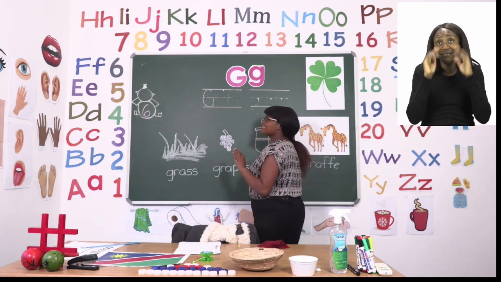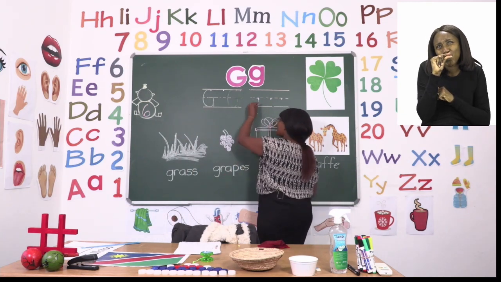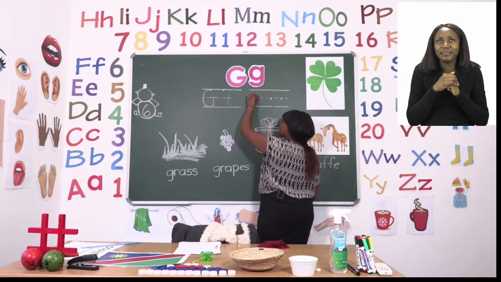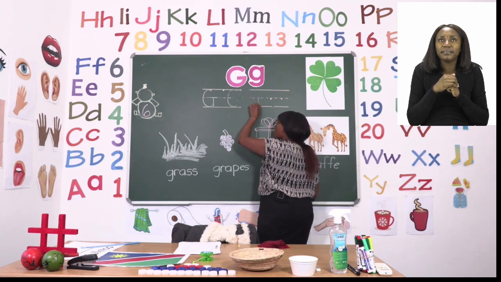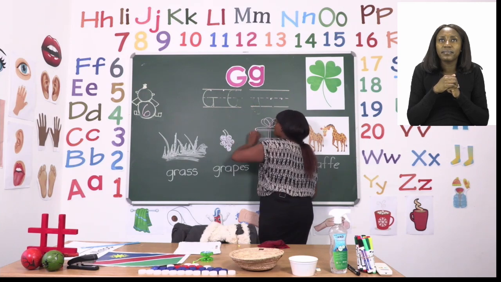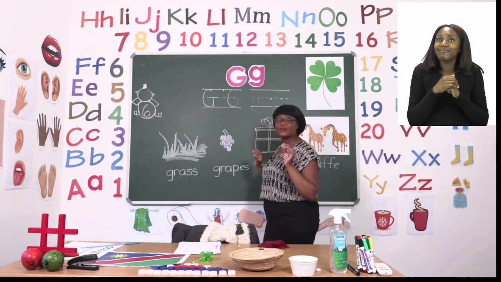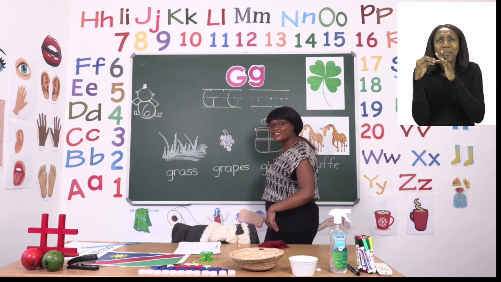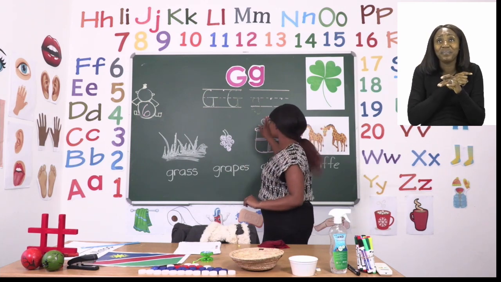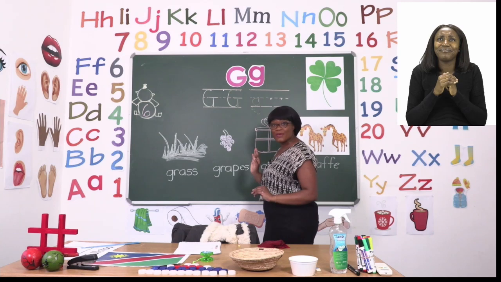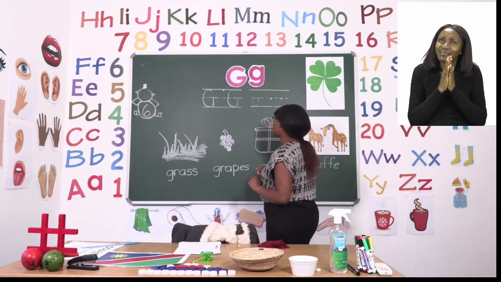Now let's do the small letter G. This one, we start at the dotted line and we go round, up, back to the dotted line and down over the bottom line for the feet. Now this is what makes G very special because its feet like to hang under the bottom line. So make sure you give it beautiful feet.